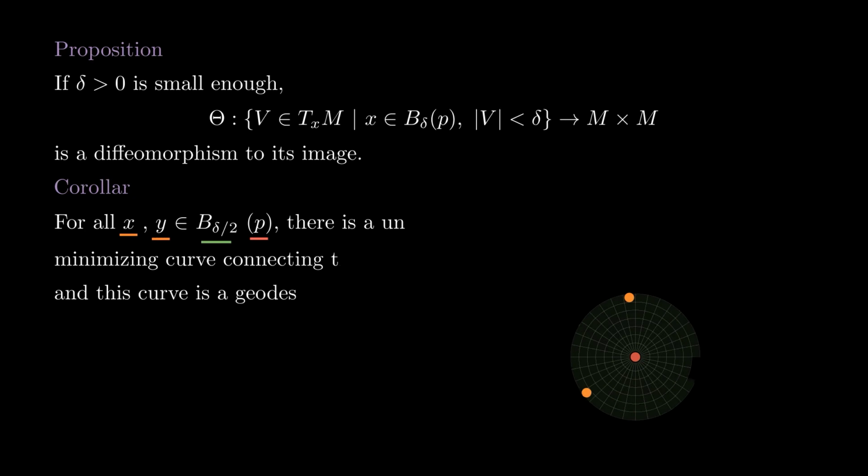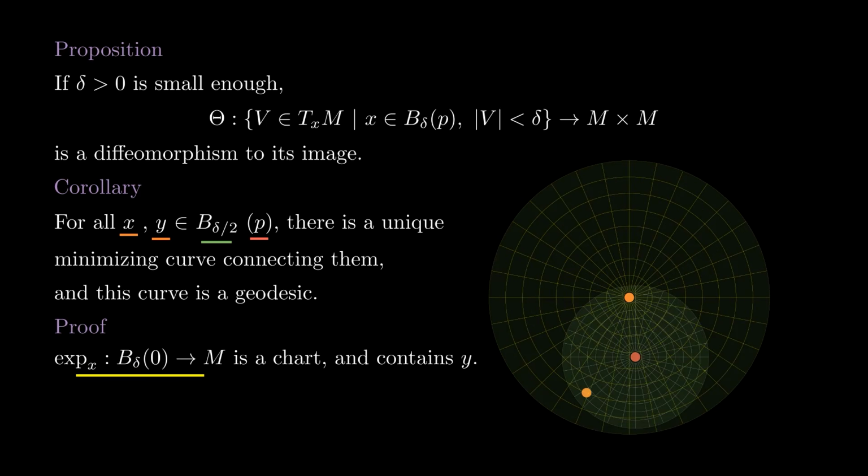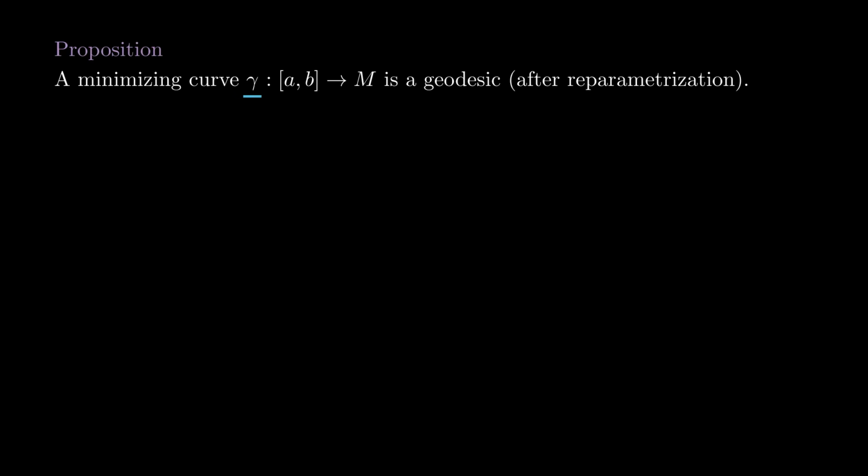As a corollary, we can prove something very powerful, that for any 2 points x and y in the ball of radius delta over 2, there is a unique minimizing curve connecting them, and this curve is a geodesic. To prove that, we simply know that by the proposition, the exponential at x in the ball of radius delta is a chart that contains y, so we can apply the result that we proved at the beginning of the lesson.